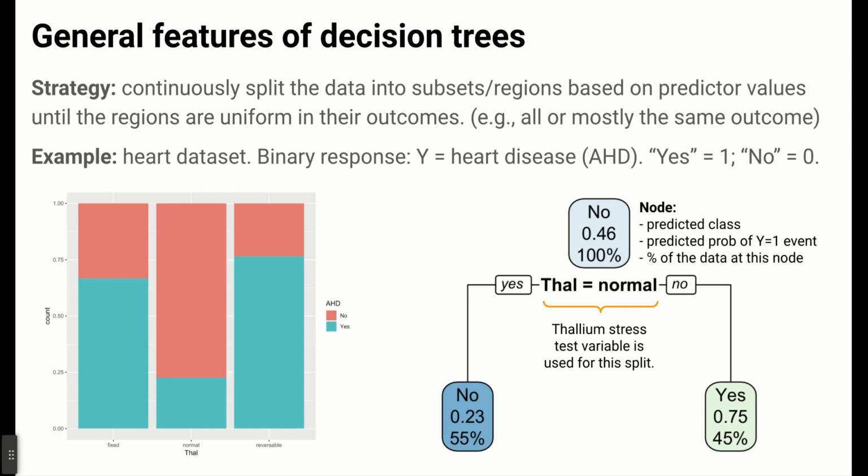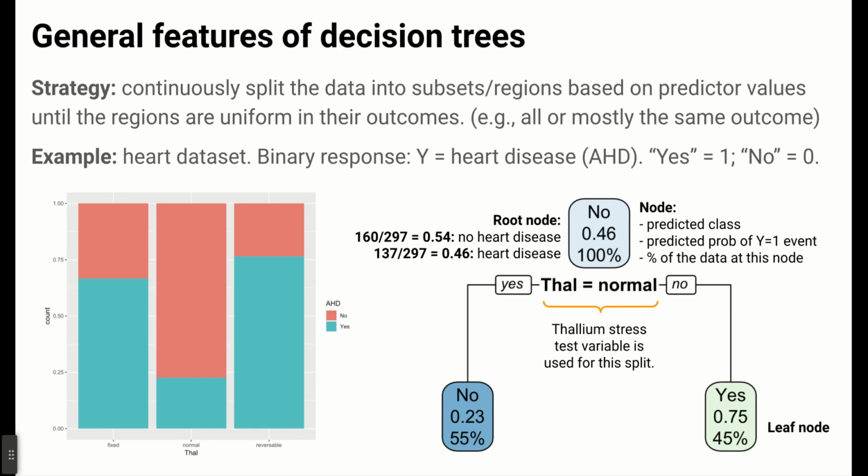Each rounded rectangle is called a node, and the nodes at the very end are called leaves. Each node has 3 lines of text. The first line is the predicted class at that point in the tree. The second line is the predicted probability of the y=1 event at that node. The last line is the percent of the training cases present at this node.